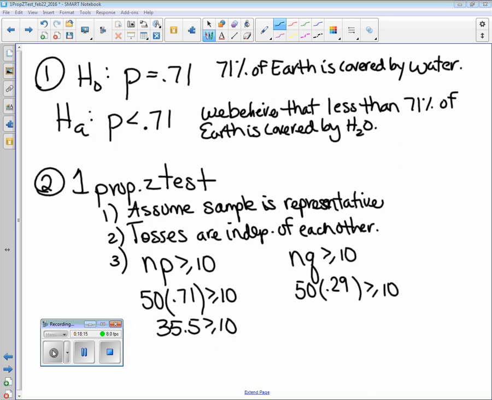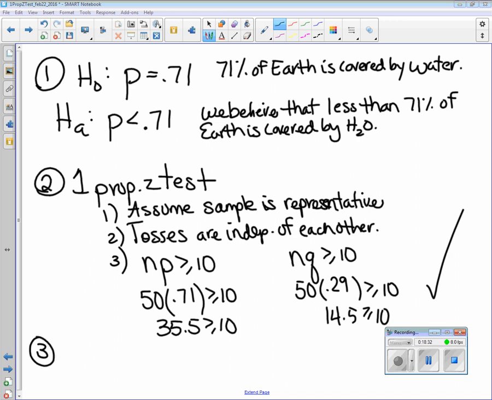And how about 29% of 50? Okay, so we're good enough, right? All of our conditions are met. So our second step is done. We stated the test and checked the conditions. Awesome. What's the third step?